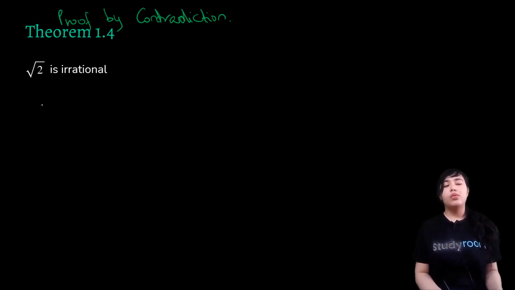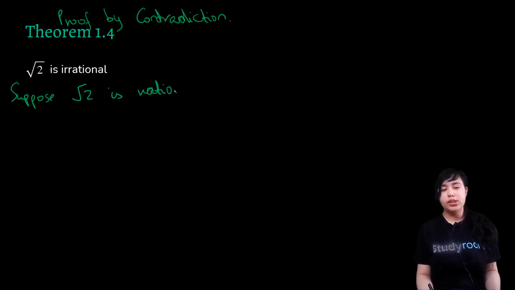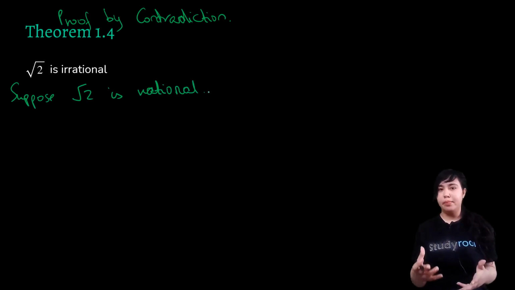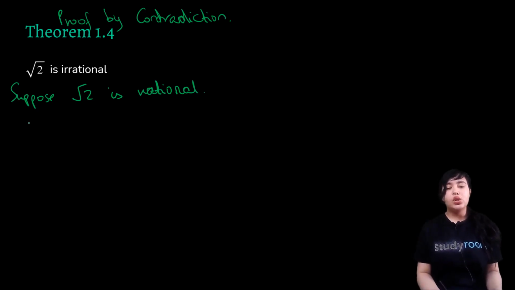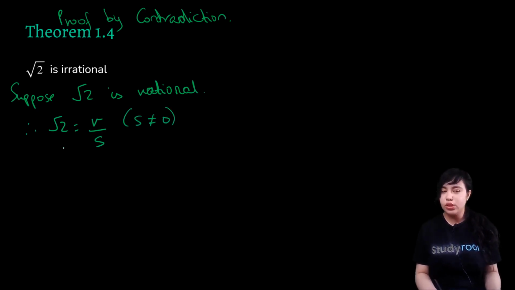So here we will assume the converse. Okay, so suppose root 2 is rational. Okay, we'll start off only with the wrong assumption. Suppose root 2 is rational. Now if it is a rational number, we can express it in the form of a fraction. So therefore I can write root 2 as, say, r upon s, where r and s are some integers and s is not equal to 0.